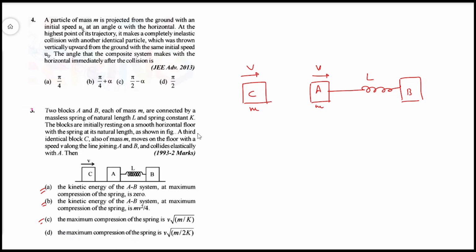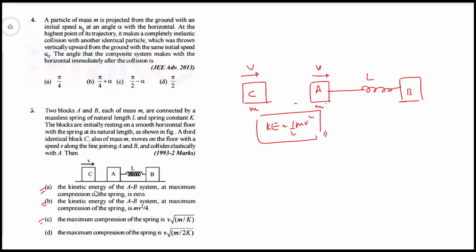At t equal to 0, the kinetic energy of the system is half m v square. There are no dissipating forces, and whatever force is exerted on each block is the spring force, which is conservative in nature, so you can apply the conservation of mechanical energy for this system. The kinetic energy of the AB system plus the potential energy in the spring is going to be constant.